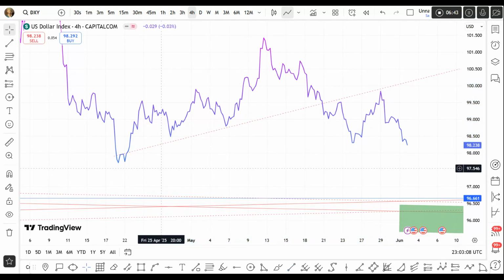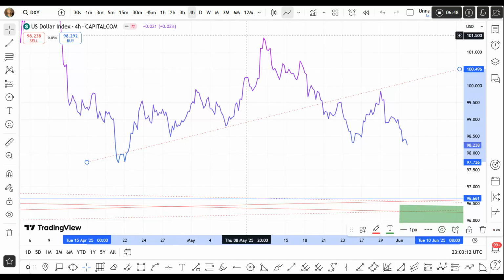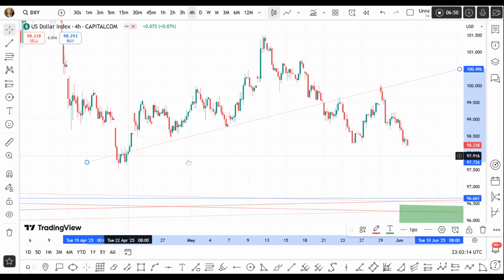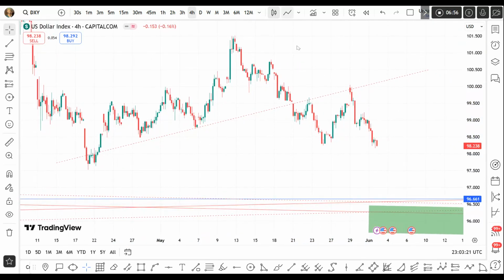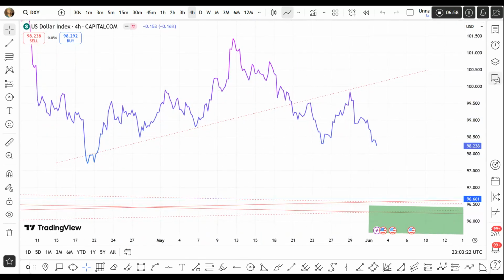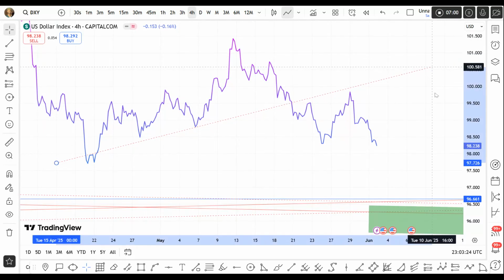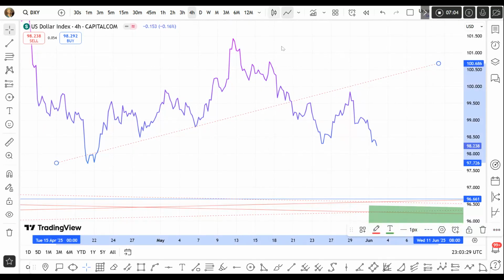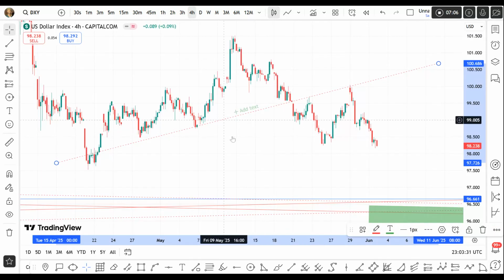Everything the dollar index did, I saw it, and go check my previous post on dollar index. So you have seen that after that break of structure, price came back. Yep. So that is what we'll have.